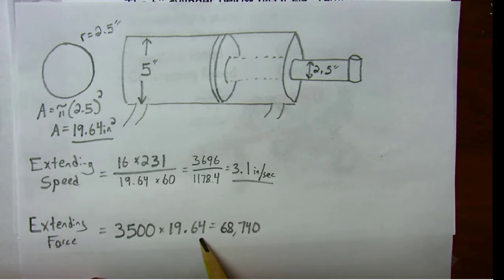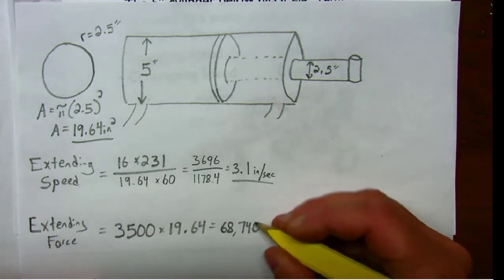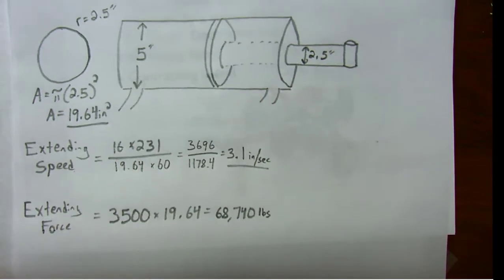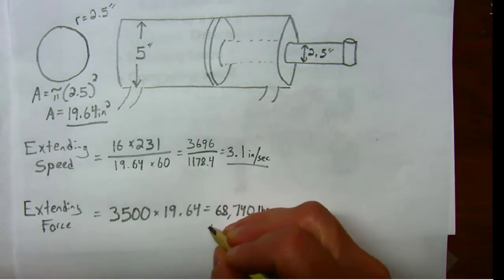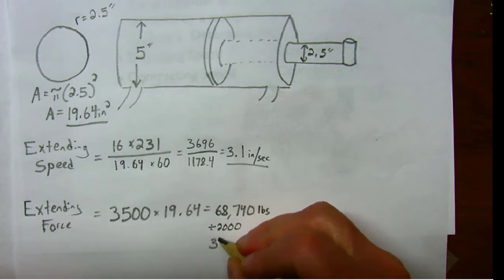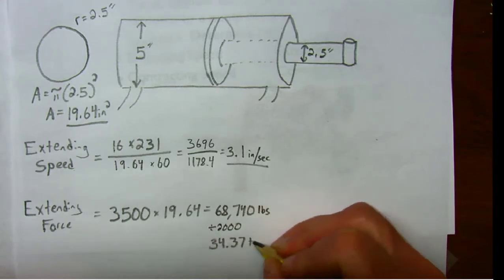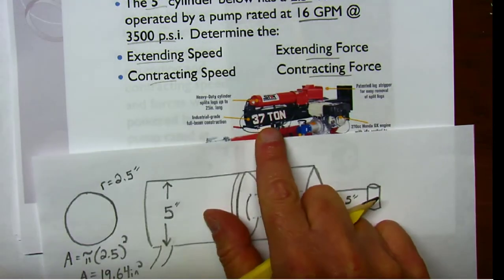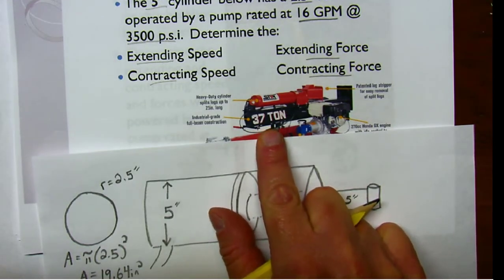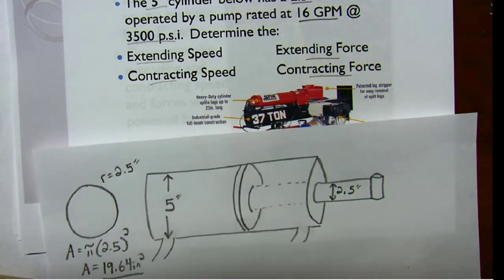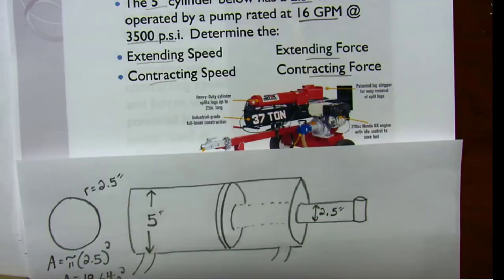3,500 psi times 19.64 square inches gives you 68,740. And again, those are pounds since it's a force. Now, just out of curiosity, if you divide that by 2,000 to turn it into tons, you end up with 34.37 tons. That is a little bit lower than the 37 tons that they claim here on their advertising. Why the difference? I don't know. We're not too far off, but something there doesn't quite line up.